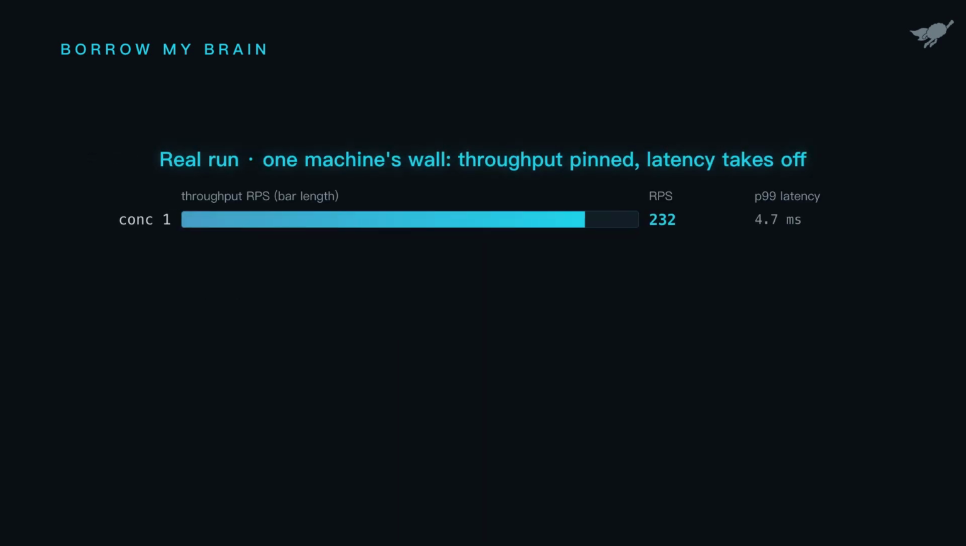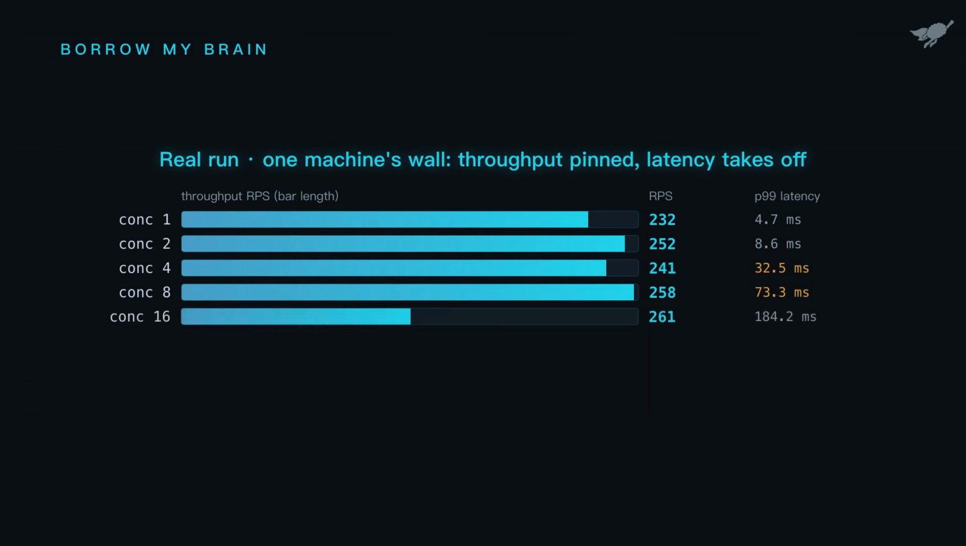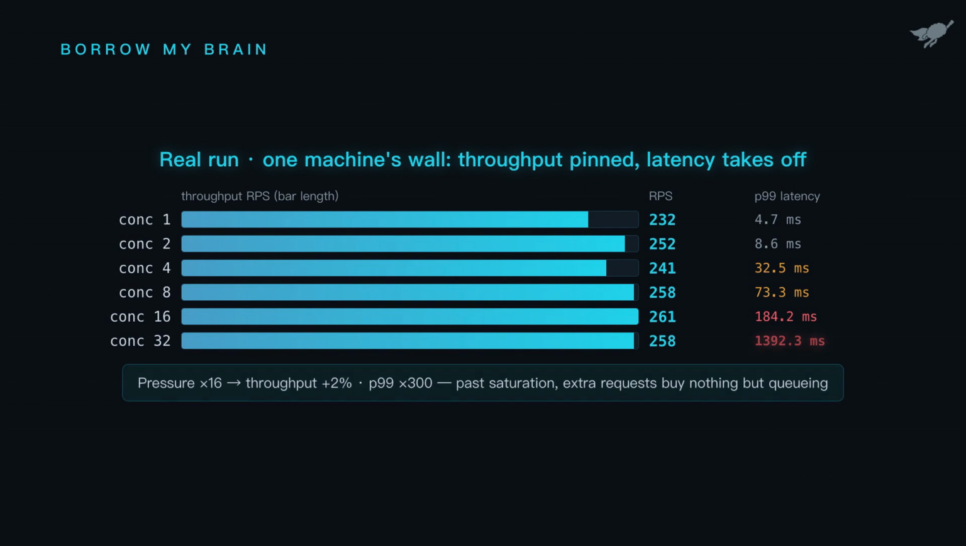Round 1. One machine, and the concurrency goes up. Concurrency 1. 232 requests per second at 4.3 milliseconds of latency. Perfectly healthy. That's what this thing is capable of. One core divided by 4.3 milliseconds puts the theoretical ceiling around 230, and the measurement rides right on top of the theory. Then I raised concurrency to 2 to 4, all the way up to 32.